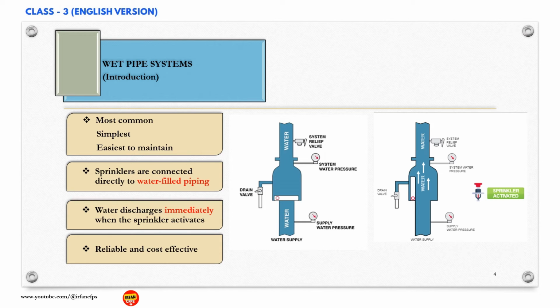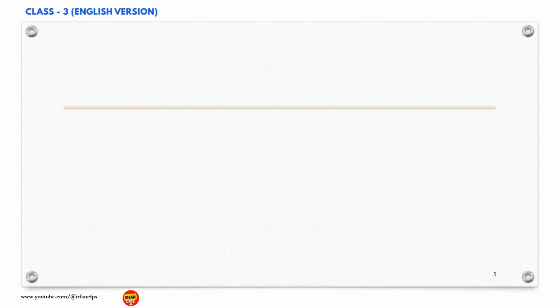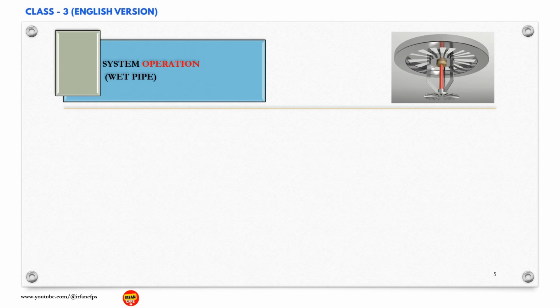However, there are times when a wet pipe sprinkler system may not be appropriate, if the temperature of the space or building to be protected is less than 4 degrees centigrade. Then there is a risk for water in the piping to freeze. Then a different system type should be chosen. Let us look into the operation of wet pipe sprinkler systems.